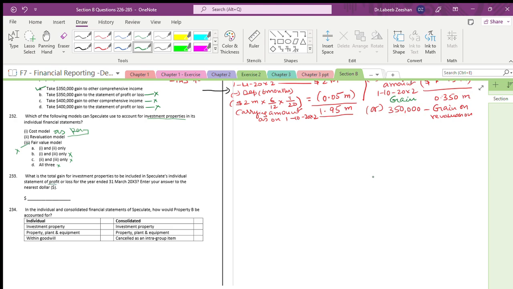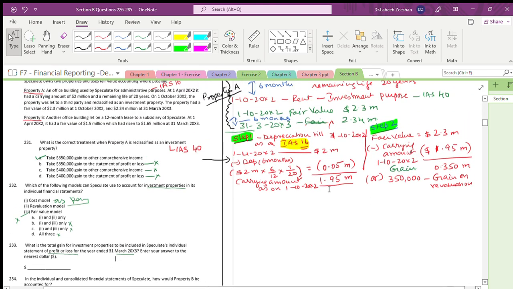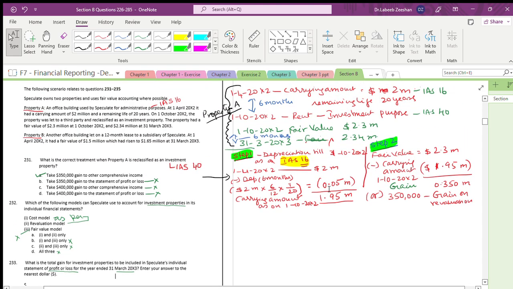Next, what is the total gain for investment properties to be included in the Speculate individual statement of profit and loss for the year ended 31st March? Later you answer now. What is that? How much is happening there? Now see the things. They have two properties.